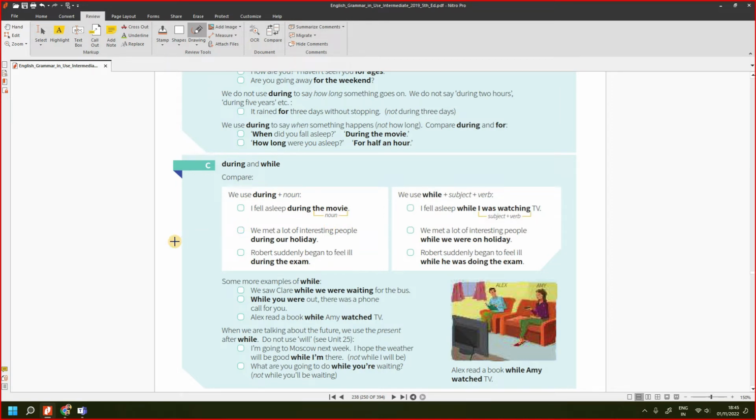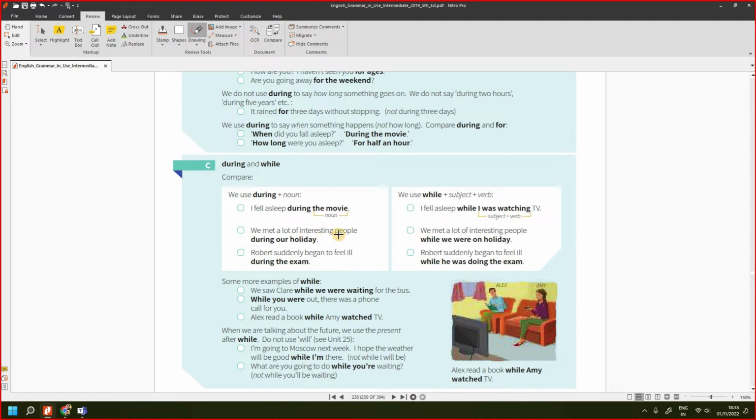So, I fell asleep during the movie. The movie is a noun. Every time you refer to a noun, whatever it is, you have to also include the article. That is why they included the movie. They don't just say movie, they say the movie, because we are very particular about which movie.